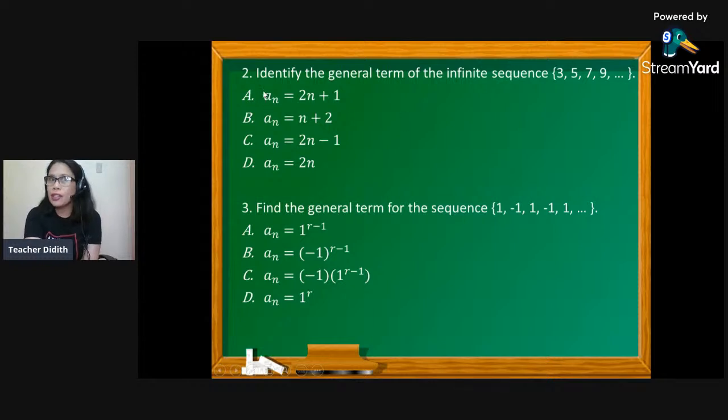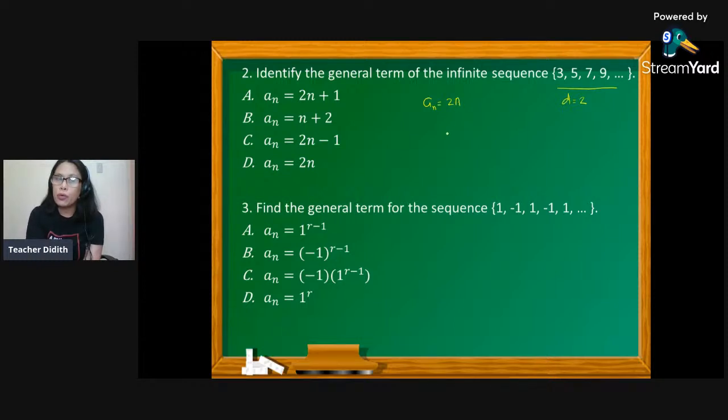So how about the second question? Let's concentrate on item number two. Identify the general term of the infinite sequence 3, 5, 7, 9. You learned about the different types of sequence: arithmetic, geometric, harmonic, even the Fibonacci sequence. Now, let's analyze each of the given terms. Each consecutive pair of terms in this sequence has a common difference of 2. So, type your answer, the common difference. We may begin with a sub n equals 2n.